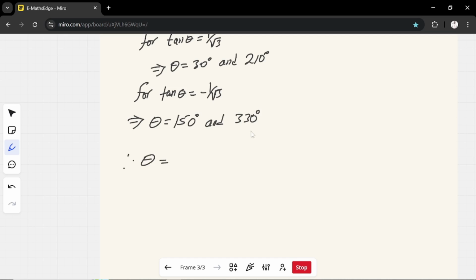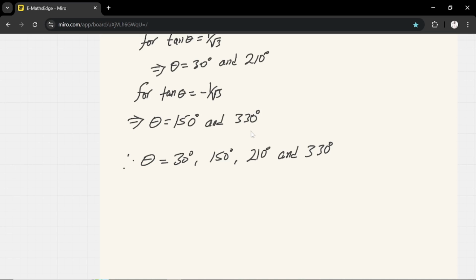So this implies that, or we can say, therefore, the set of values of θ is 30 degrees, 150 degrees, 210 degrees, and 330 degrees. So these are the sets of values for when tan θ is equal to 1 all over root 3 and -1 all over root 3.